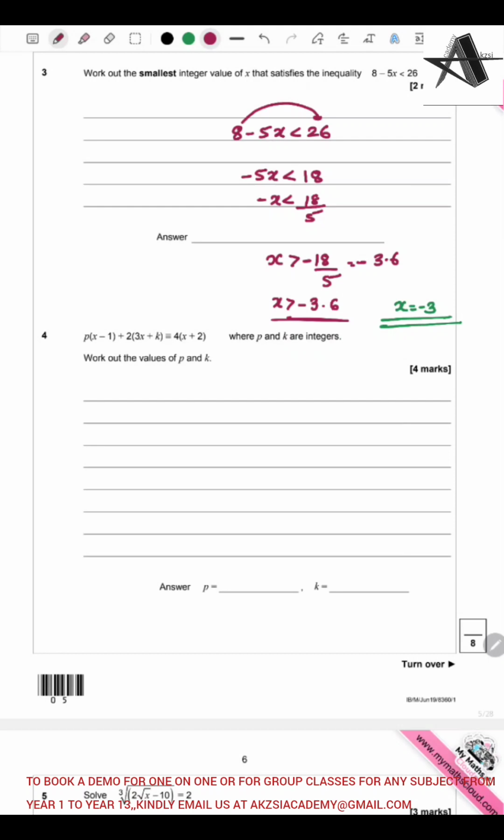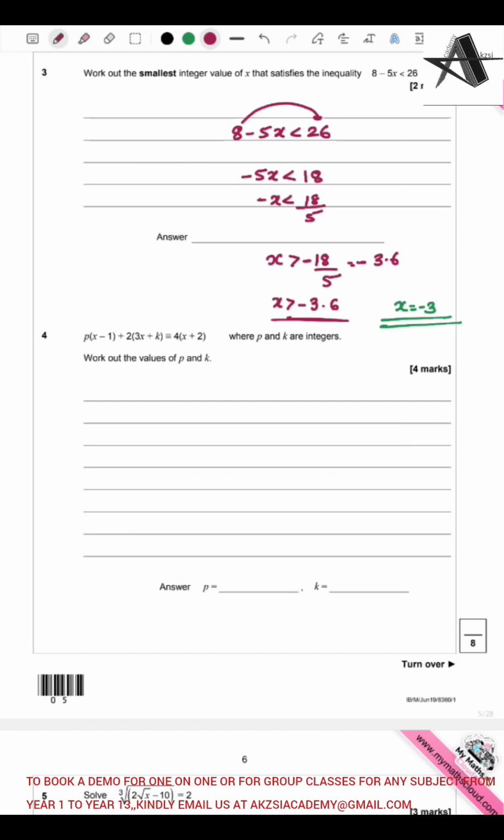Question 4 says p times (x minus 1) plus 2 times (3x plus k) is equal to 4 times (x plus 2). And we have to calculate p and k. Now definitely we have one equation and we have to calculate two different variables. Then in that case, we cannot calculate particular values. Instead, we have to compare the coefficients.